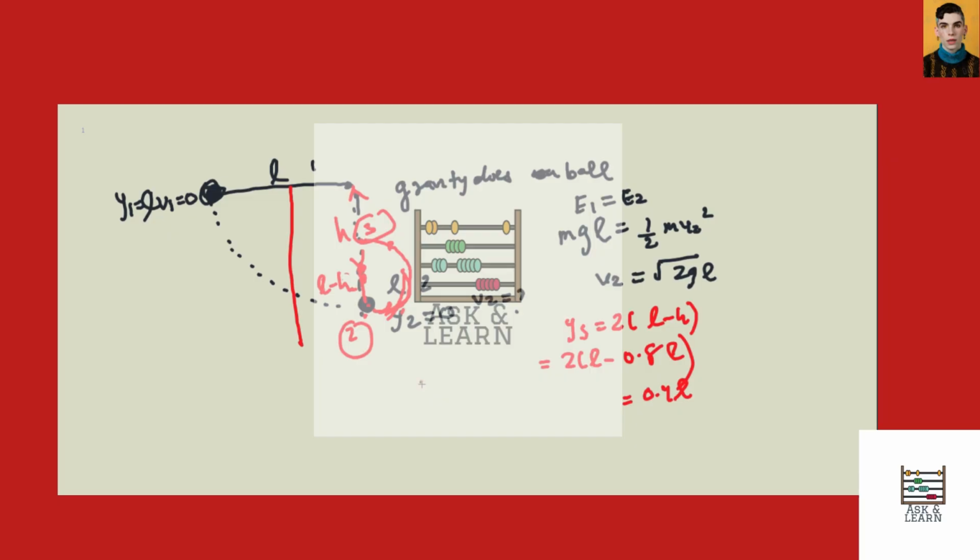Now we set energy E2 equal to E3 by the law of conservation of energy. I'll write the equation here: half m v2 squared plus mg y2 should be equal to half m v3 squared plus mg y3. So what we're doing is equating the energies at 2 and 3.